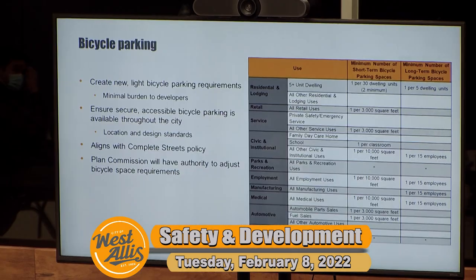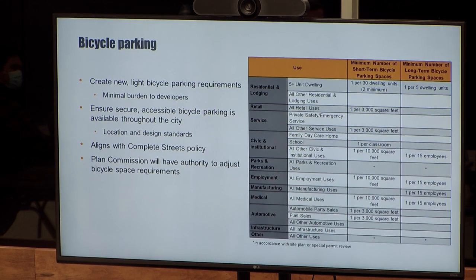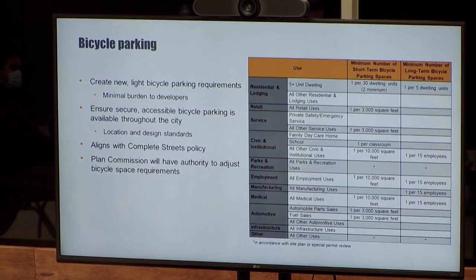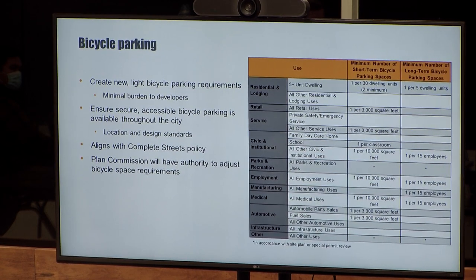So we've got one more really quick thing. I know we've taken up a lot of your time, so we'll get through it quick. We are also going to be adding a very minimal, light-burden bicycle parking requirement. Right now, in practice, we require a lot of developments to add a bike rack, and we're just codifying that practice so it's very clear. So when they come to us, they know what to expect. These will be just to ensure that there's accessible bike parking throughout the city with good location and design standards. It's kind of advancing our complete streets policy.